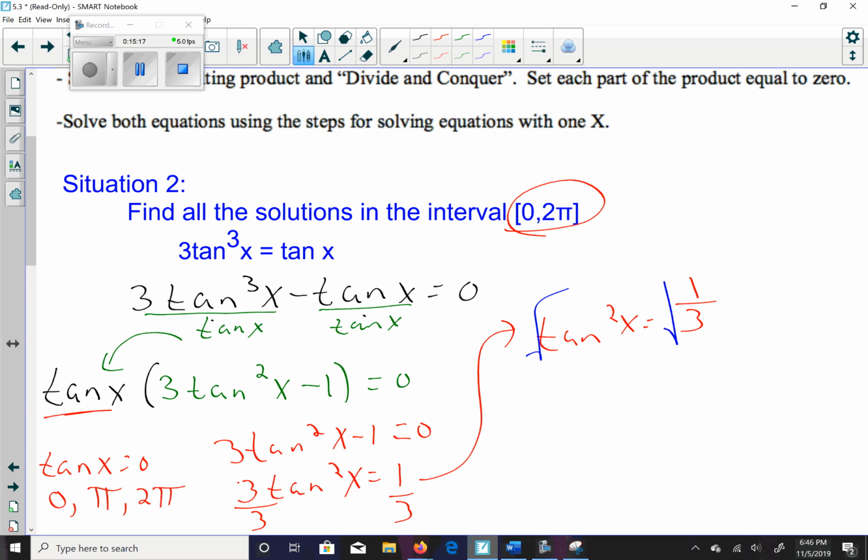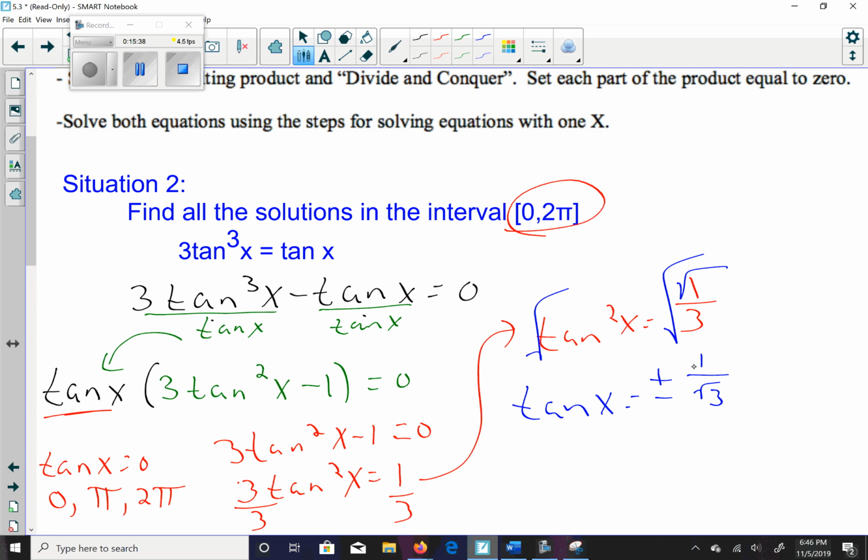Then to solve that, I'm going to have to take the square root of both sides. So this will be the tangent of x. It's equal to plus or minus, because when I take the square root, it's plus or minus. The square root of 1 is 1. The square root of 3 is the square root of 3. I can leave it like that, or I can rewrite it as the square root of 3 over 3. But this is an intermediate step, so I don't have to rationalize at this point.